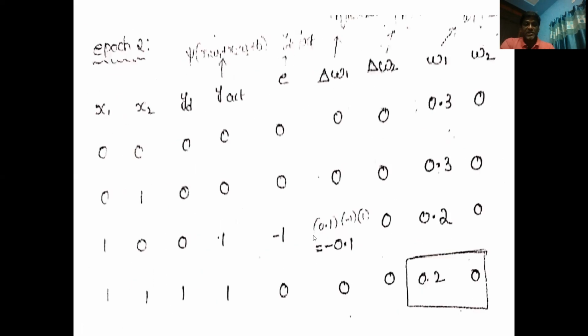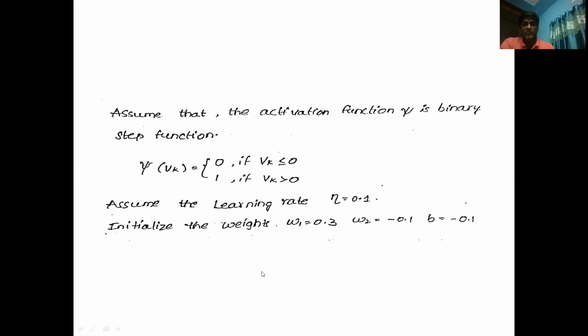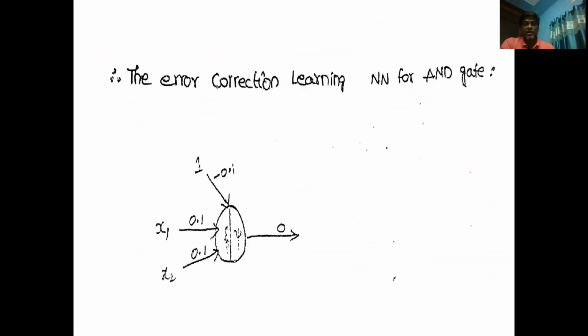Even you can test it for 1, 1 also. If the input vector is 1 and 1, the desired response should be 1 from the AND gate. Now let us test it with the help of x1 as 1 and x2 as 1. 1 into 0.1 plus 1 into 0.1, which is 0.2, minus 0.1. Then it becomes 0.1. If it is sent to the activation function, because it is a binary step function, 0.1 means that it is 1.